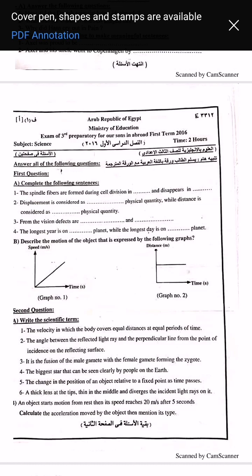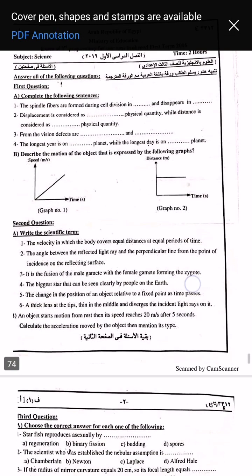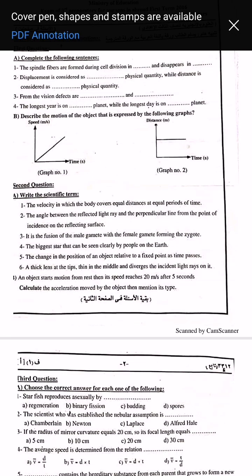And the second graph, distance time graph, is represented by a straight line parallel to the time axis. In this case, the distance doesn't change with time. So the object here is a static object or object at rest.